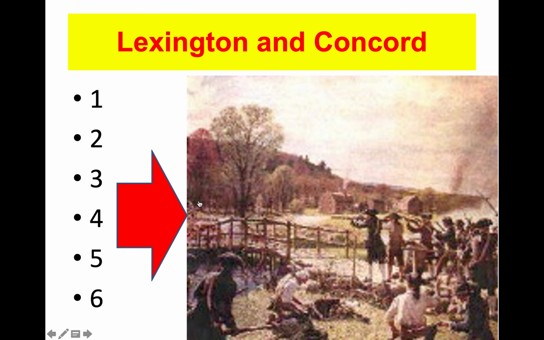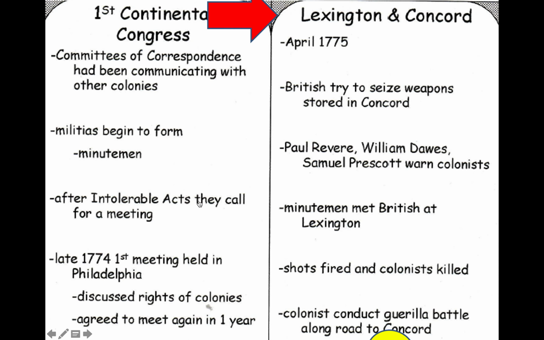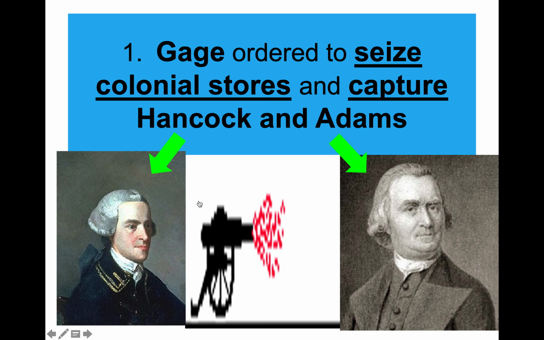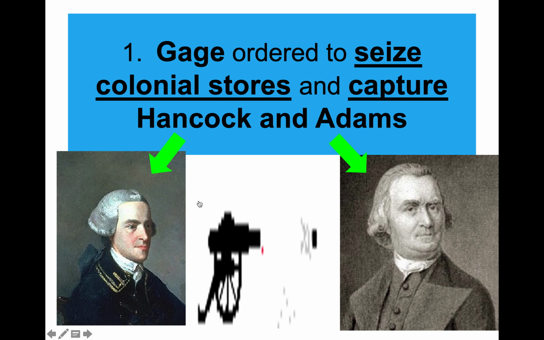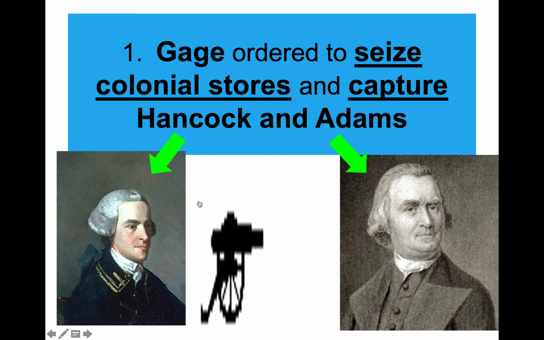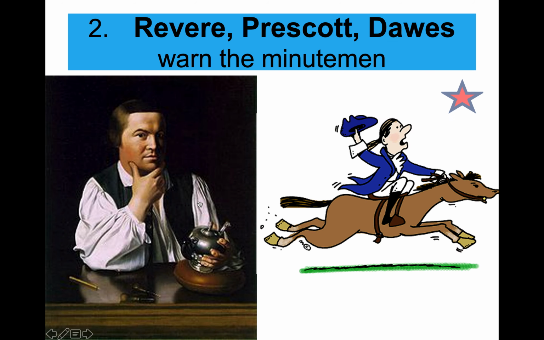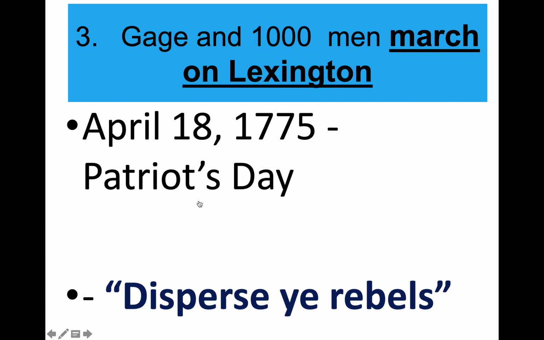What starts the Revolution? Battles of Lexington and Concord. Boston, Massachusetts, about 14 miles outside is Concord. General Gage orders the seizure of Hancock and Sam Adams and a whole bunch of weapons they've been storing up. And he marches his men out there. A guy named Paul Revere will warn the people that the British are coming. The British are coming. They march on Lexington, and a bunch of farmers stand against British soldiers.